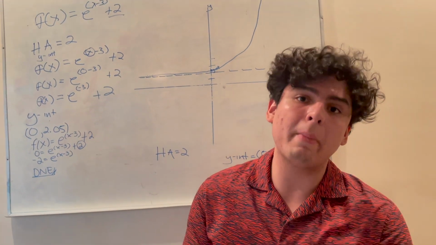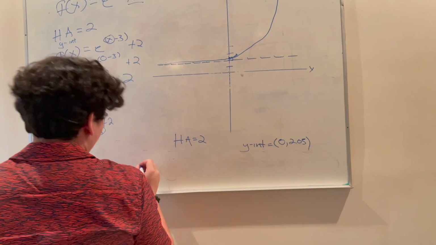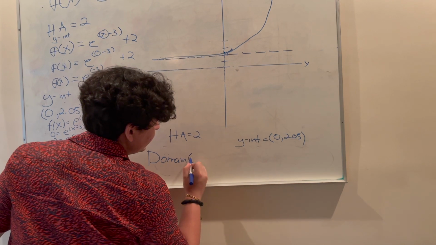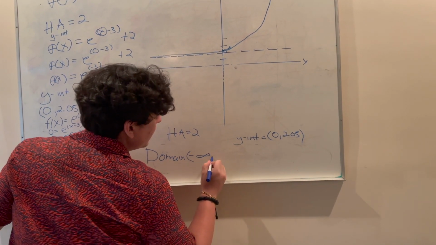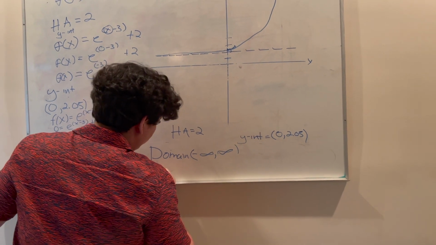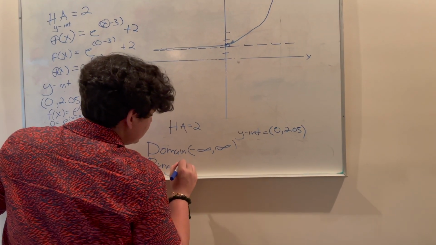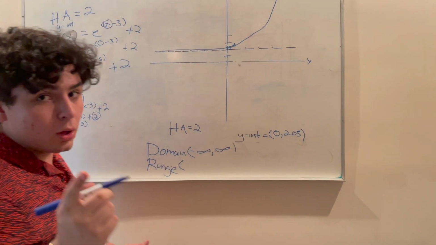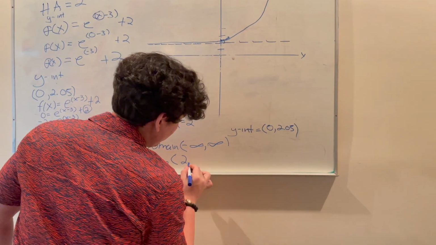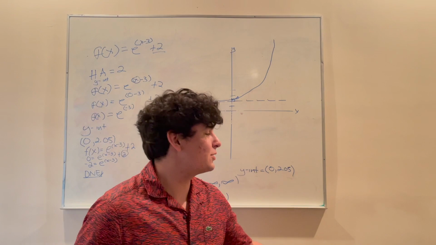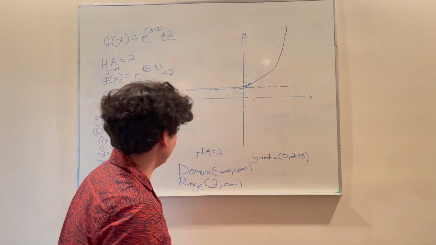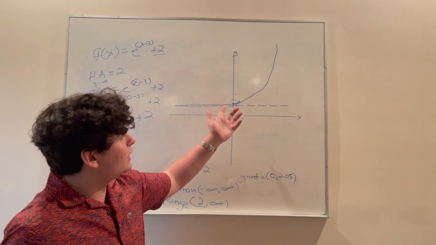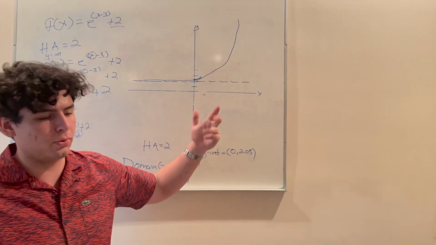We're missing just the domain and the range. The domain is going to be always negative infinity to infinity, and our range is going to be 2 to infinity with no brackets. Sorry guys, I didn't mention it last time. Where did I get the 2 from? I got the 2 from our horizontal asymptote. Also, I didn't mention that the graph has an exponential growth.